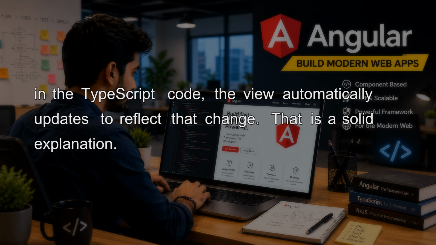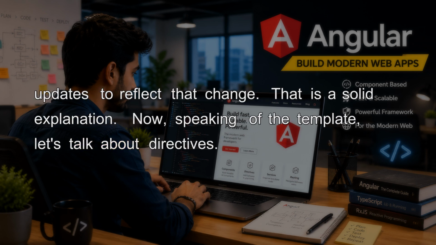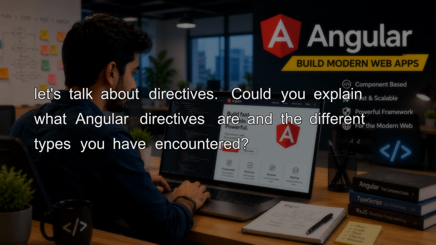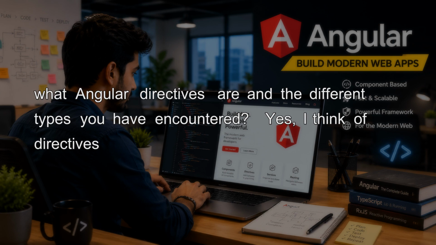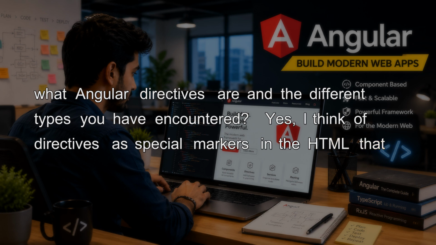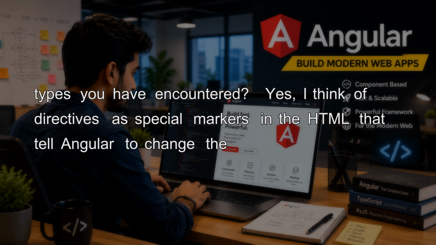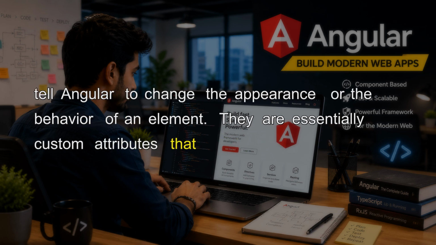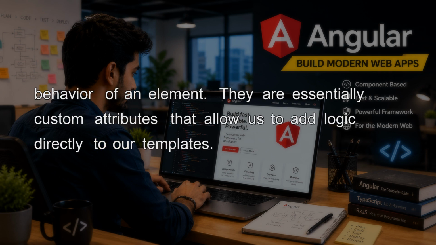That is a solid explanation. Now, speaking of the template, let's talk about directives. Could you explain what Angular directives are and the different types you have encountered? Yes, I think of directives as special markers in the HTML that tell Angular to change the appearance or the behavior of an element. They are essentially custom attributes that allow us to add logic directly to our templates.